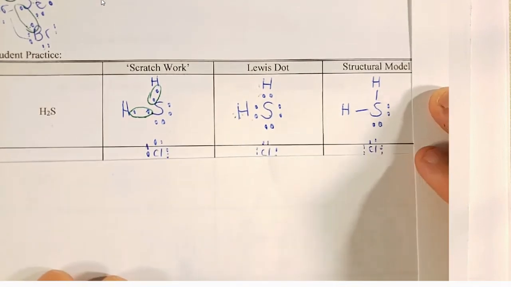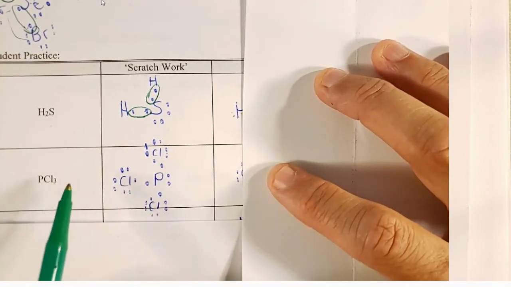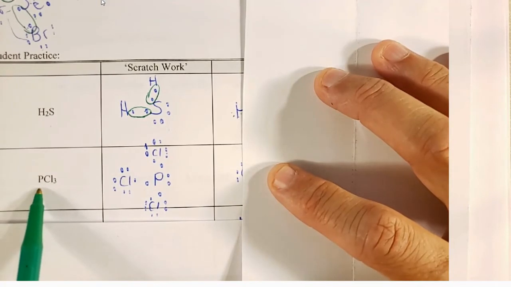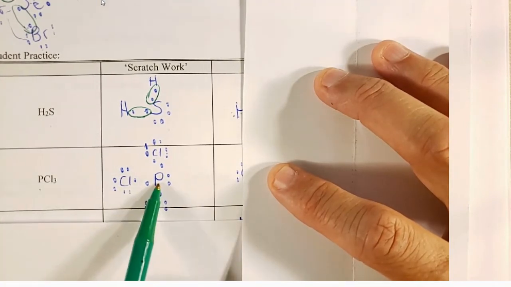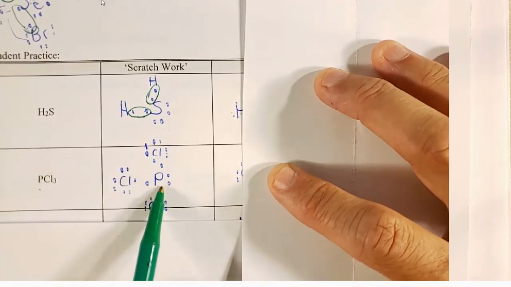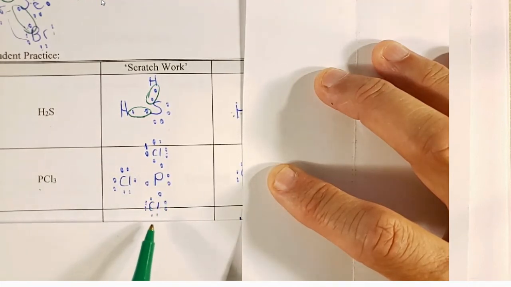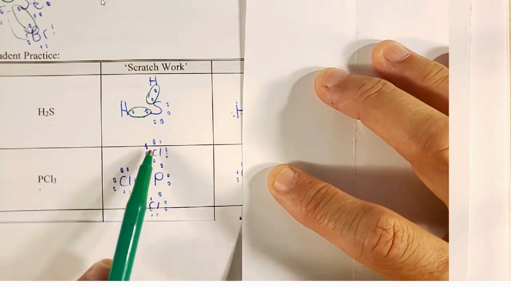When we go to do our next one, and this one was hard to fit in the little square here, I apologize for that. I did my scratch work. Phosphorus was the closest to the middle of the periodic table, so I put the P in the middle, and then I surrounded it with 3 of the Cls. Phosphorus has 5 valence electrons, so there's my 5 valence electrons around there. Chlorine just has 7, so I put my unpaired one to the middle when I drew this.